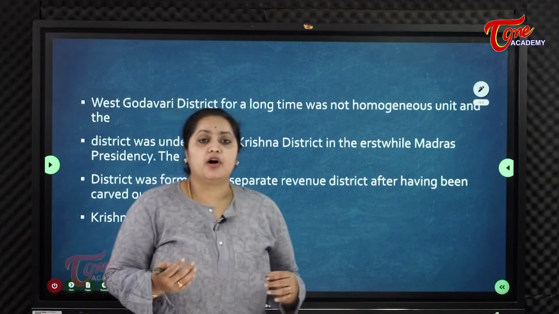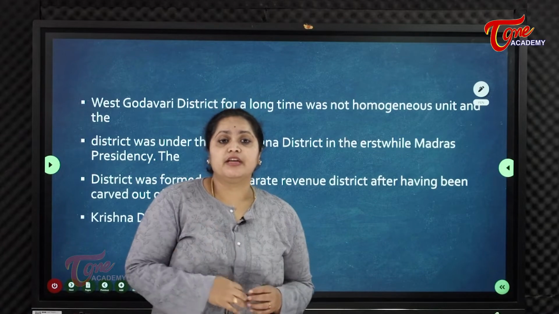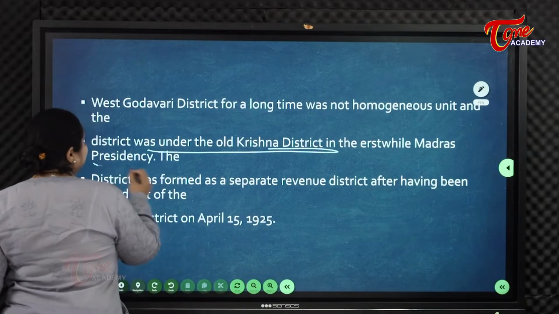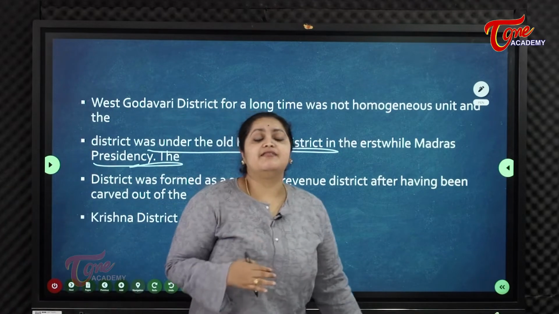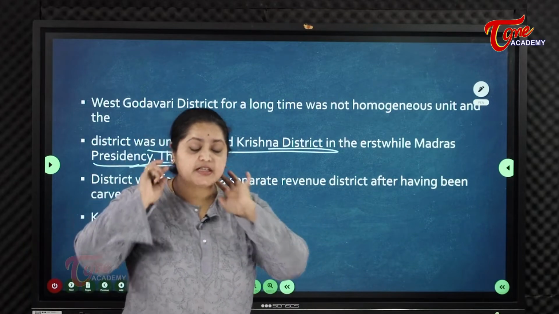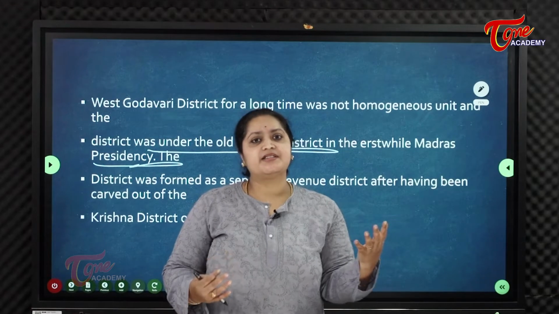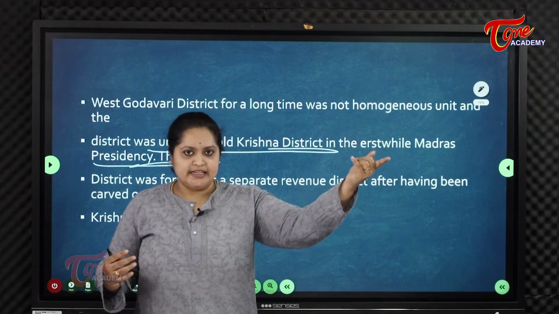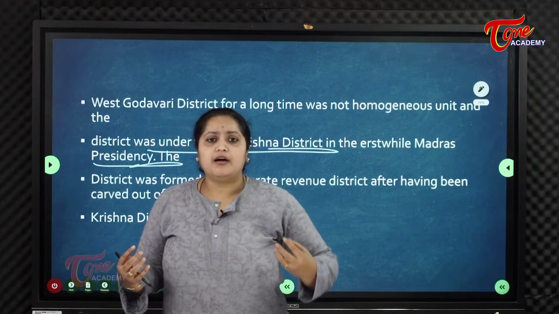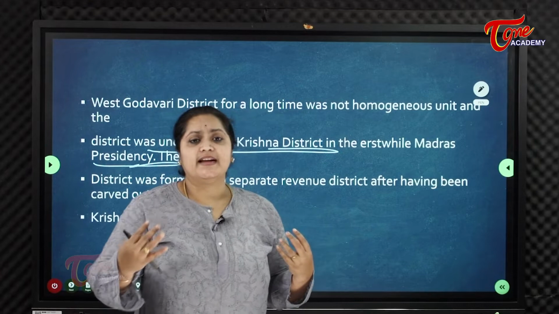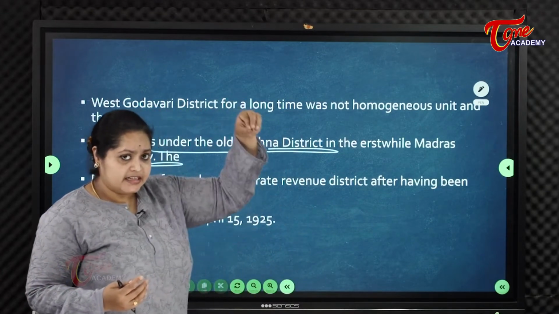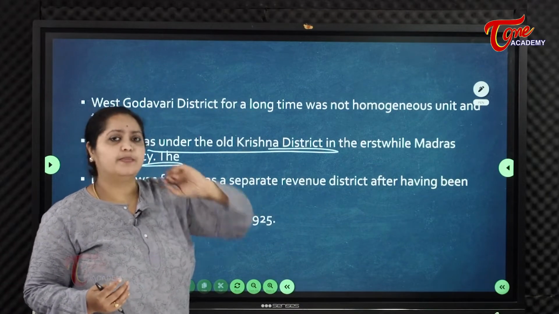So earlier it was not a homogeneous unit. The district was under the old Krishna district in the erstwhile Madras presidency. It was under the control of the Madras presidency. Krishna district was under Madras presidency. We all know that Andhra was under Madras presidency before the formation of the state of Andhra. So West Godavari was under Krishna district, and Krishna was under Madras presidency.